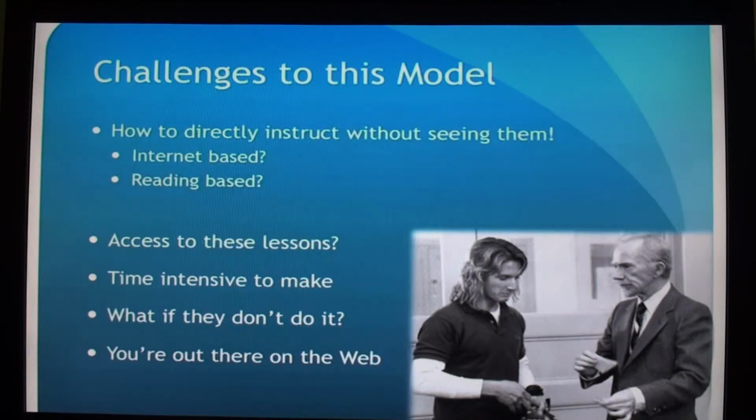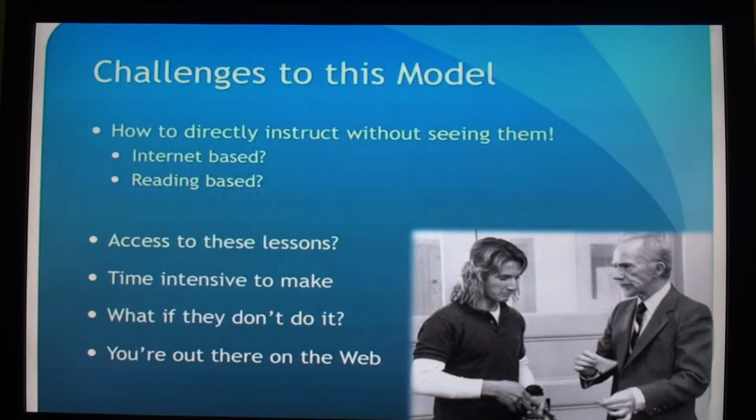Well, if it's internet-based, how do we make these things? How do we record a podcast? How do we make a screencast, which is what you're seeing now, where I'm just recording my screen? That takes some different technological things than most people have in their classroom computer.